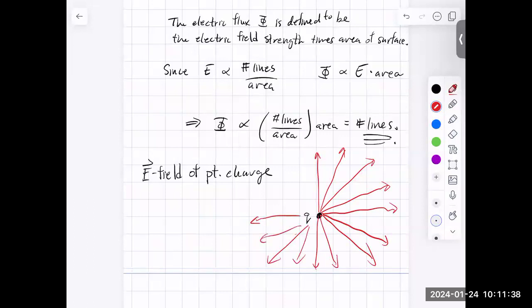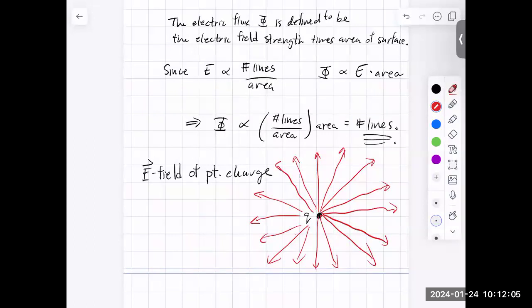Also, while I'm drawing this, I should emphasize that we're always drawing these pictures on flat surfaces, on paper and screens, and so they're two-dimensional drawings. But of course, a point charge exists in three-dimensional space, and the electric field lines point radially out in all directions. They would fill a sphere, for example.